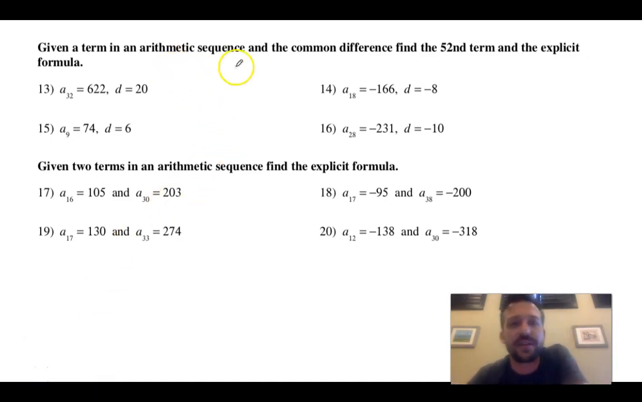Okay, given a term in the arithmetic sequence and the common difference, find the 52nd term and the explicit formula. So they give us the 32nd term and the difference here. If I want to set up the explicit formula, remember you're going to want to find the explicit formula before you go about trying to find the 52nd term. I don't know why they write that first. So remember, the explicit formula is a sub n equals your first term plus the difference times n minus 1, right? That's the formula you're going to be using.